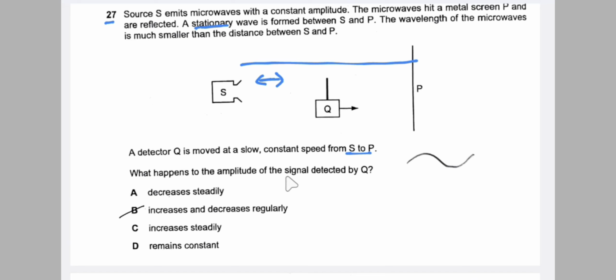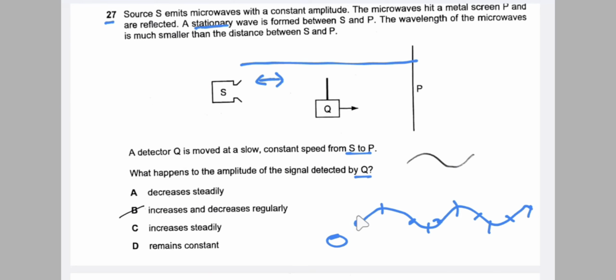What happens to the amplitude of the signal detected by Q? As a stationary wave is formed, at this point node, node, node, node, node. So nodes are detected. That means the amplitude is 0. And at this point antinode, that means the maximum amplitude.